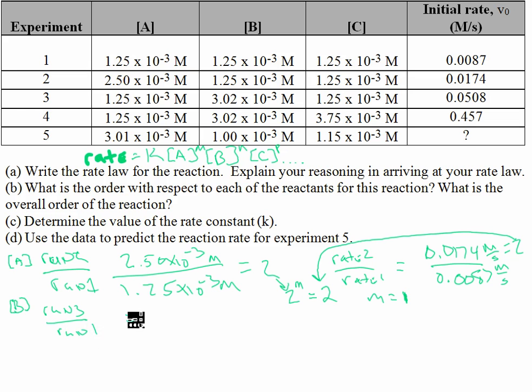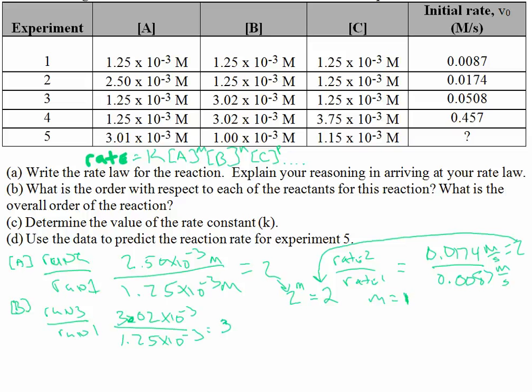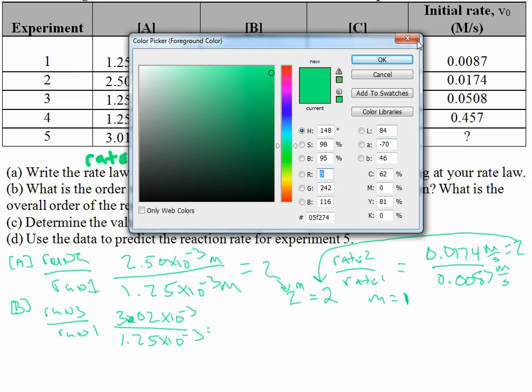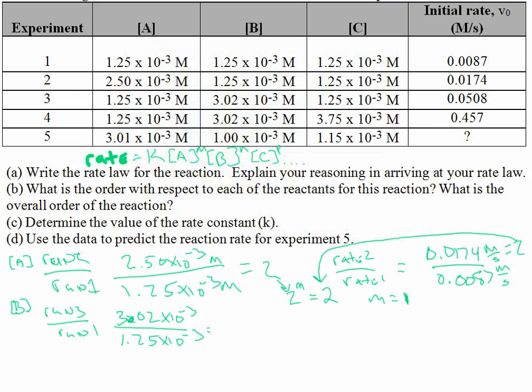So this is going to give me, let's see, 3.02 times 10 to the negative third over 1.25 times 10 to the negative third as well. That'll give me 3. Actually, not 3. Let me hit the old calculator here. That'll actually give me 2.4. We'll call it 2.42.